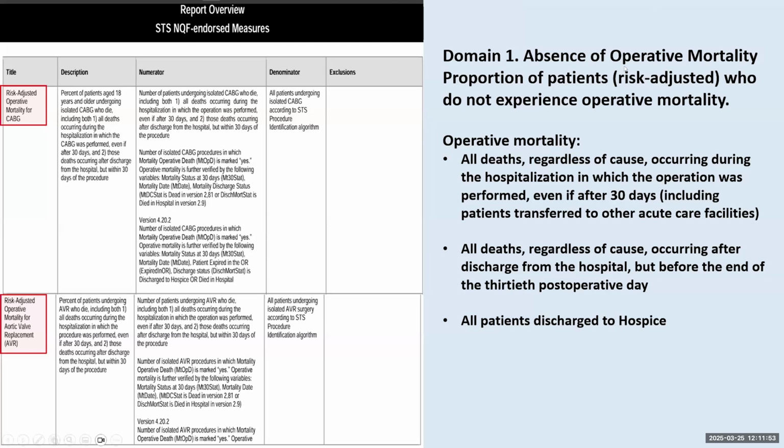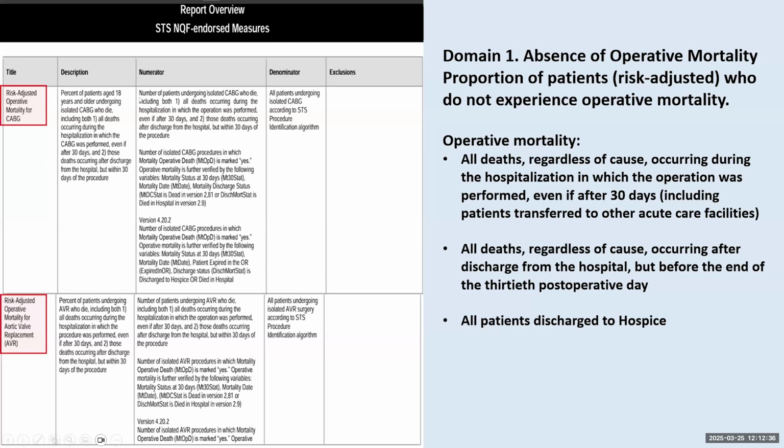So when you look at the absence of operative mortality, what does that mean? Operative mortality is all deaths, regardless of cause, occurring during the hospitalization in which the operation was performed, even if that's after 30 days, including patients transferred to another acute care facility. So that's the first definition of operative mortality. The second is all deaths, regardless of cause, occurring after discharge from the hospital, but before the end of the 30th post-op day. And then the third component is all patients discharged to hospice.